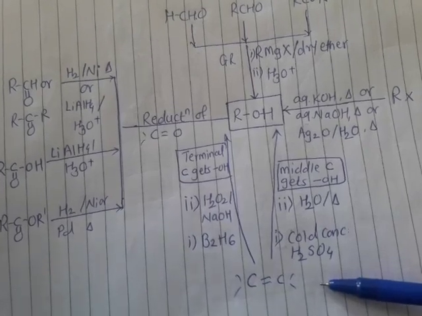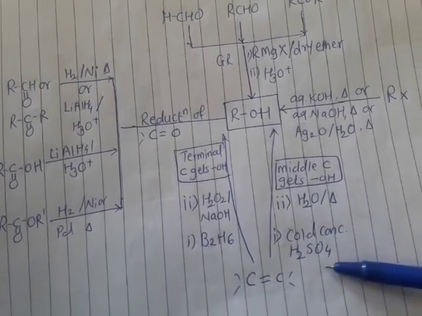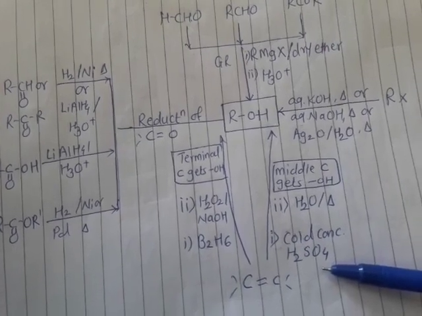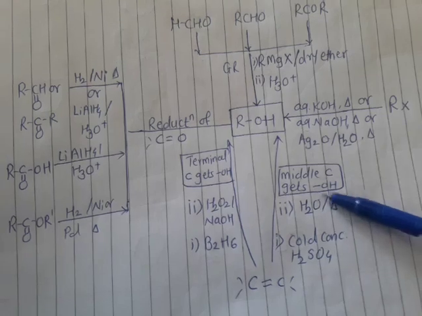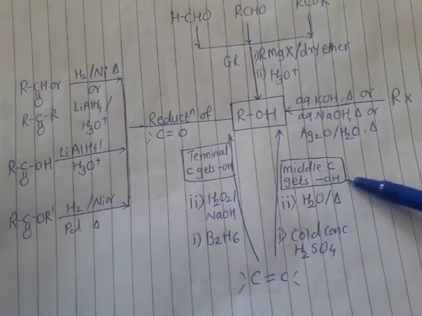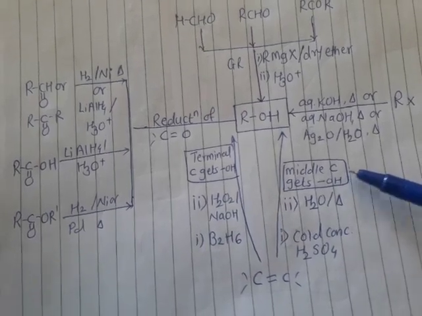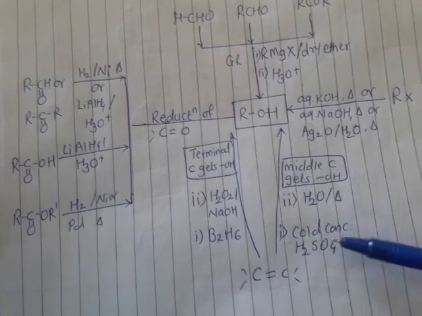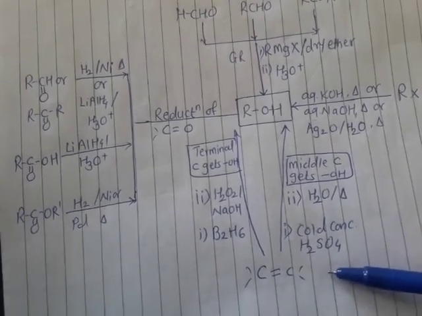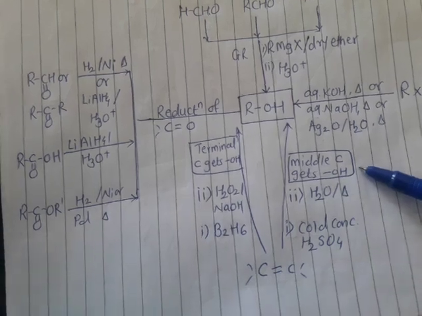Second method is by using alkene. Alkene reacts with cold concentrated H2SO4. We get an intermediate, alkyl hydrogen sulfate, which is boiled with water, and we get alcohol. Here I mentioned that OH goes to the middle carbon. The middle carbon gets OH, which means addition is according to Markovnikov's rule. Suppose I give you propene, then by this method propene is converted into isopropyl alcohol.